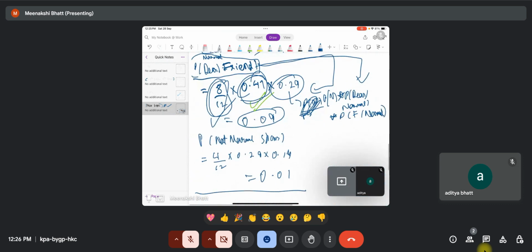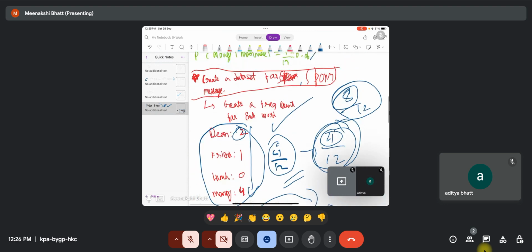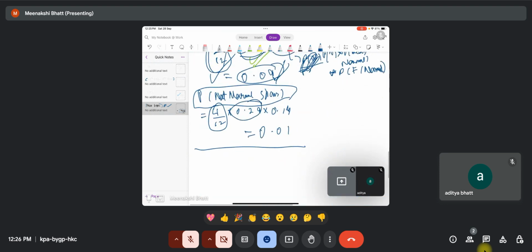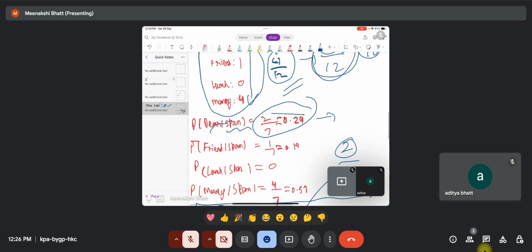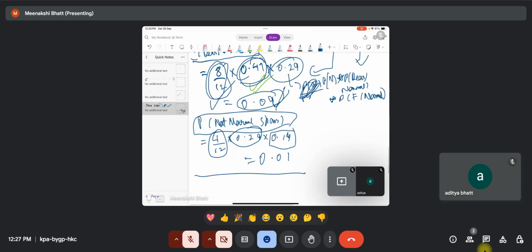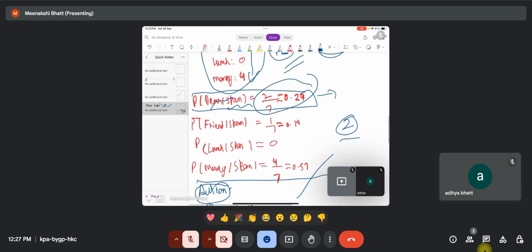And the same thing you need to do for not normal as well, and then whichever probability is more, you will assign that. See, from where did you get this 4 by 12? Essentially in the training data we had 4 spam messages out of the total 12 messages. From where are we getting this 0.29? We are getting this 0.29 from here. See, dear given spam. The next thing is from where are we getting this 0.14? We are getting it from here.